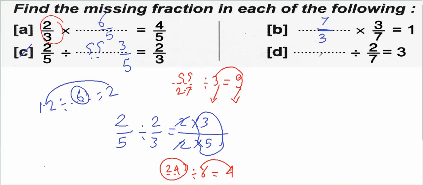Here, space divided by 2 over 7 equals 3. Here you have the quotient and the divisor, and you want the dividend. You have to multiply these two fractions. 2 over 7 times 3 over 1. 2 divided by 1 in the simplest form, 3 divided by 7 in the simplest form. You have to multiply the numerators and denominators. Yes, you have to put here 6 over 7.